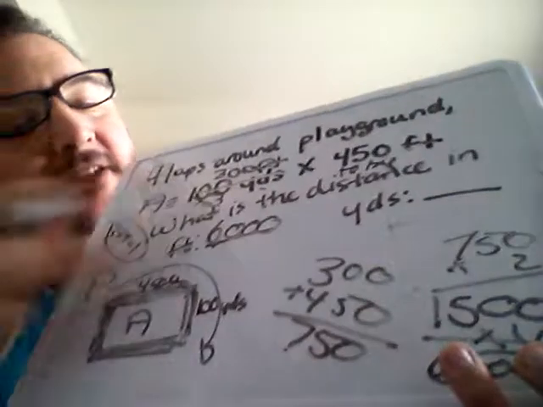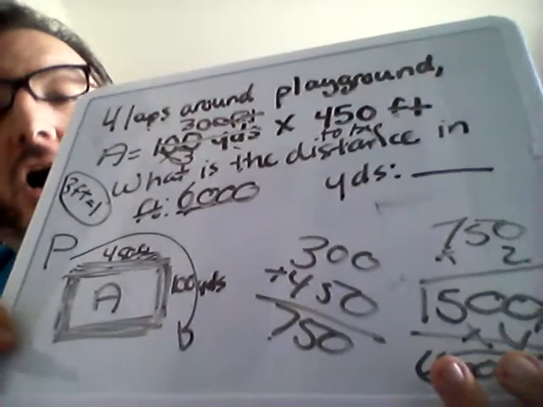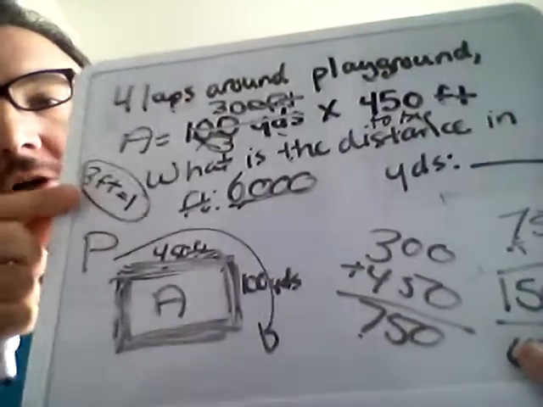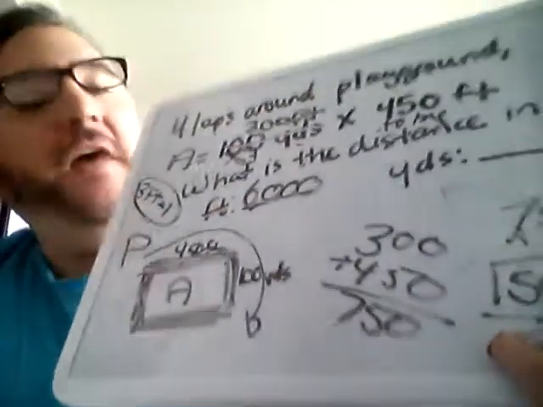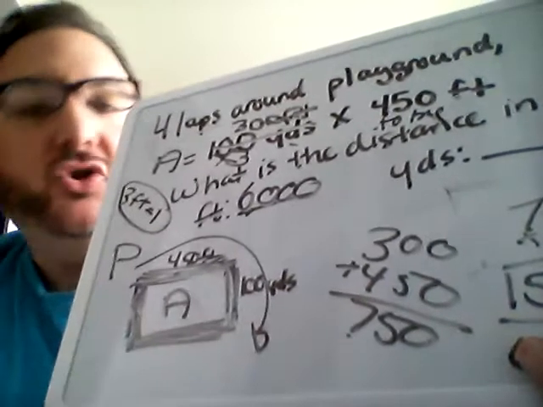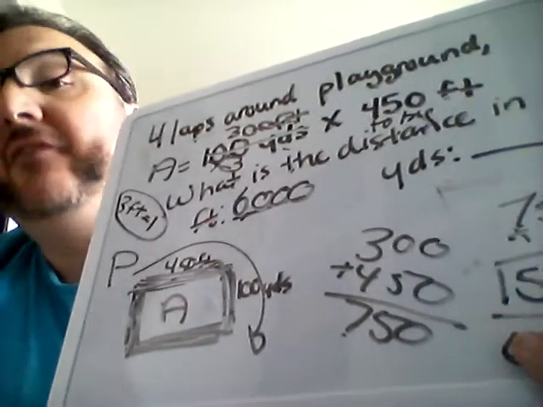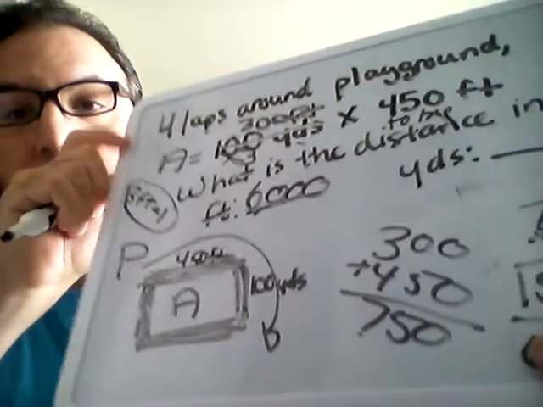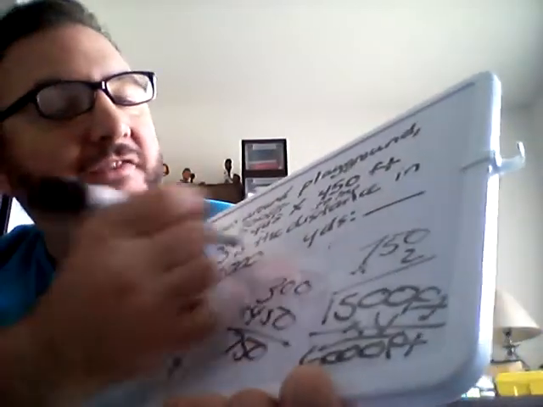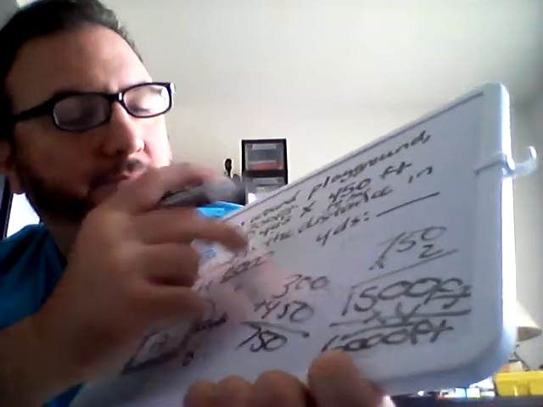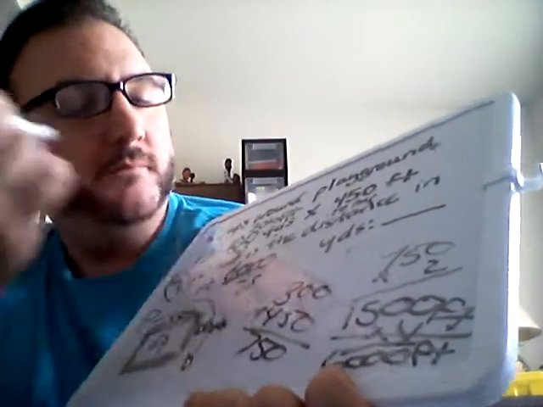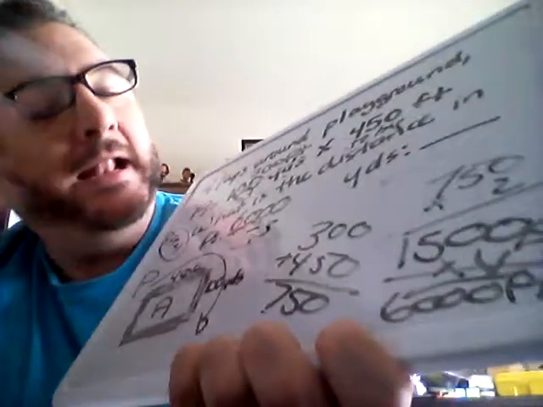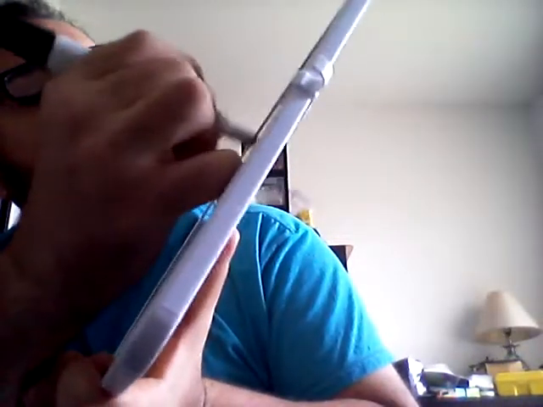Now let's say I want to take the 6,000 feet and convert it into yards. Well, how do I do that? Well, remember, 3 feet is 1 yard, right? So if I'm going from yards to feet, I have to multiply by 3. If I'm going back from feet to yards, I have to divide that number by 3. Okay? So I'm going to take that 6,000 feet and divide it by 3. I could do it by calculator, long division, whatever you're more comfortable with. And I wind up getting 2,000 yards.